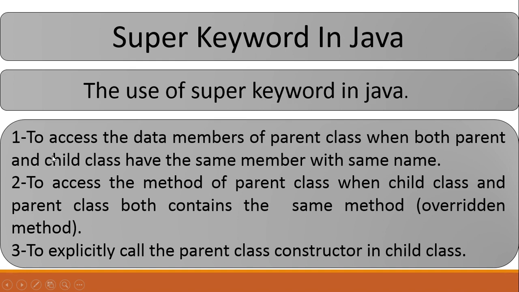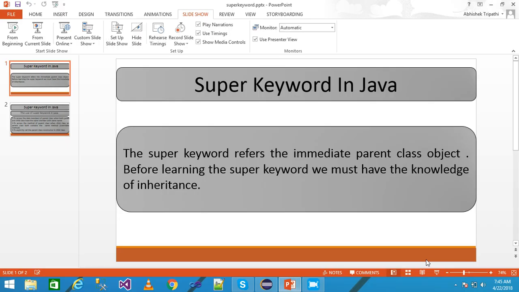There are three uses of the super keyword in Java. First, to access the data members of the parent class when both parent and child class have the same member with the same name. Second, to access the method of the parent class when the child class and the parent class both contain the same method, an overridden method. Third, to explicitly call the parent class constructor in the child class. We will discuss all these three points with a practical demonstration using Eclipse IDE. Let's see it practically.